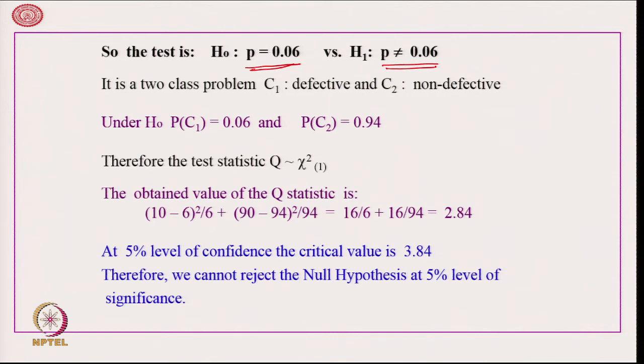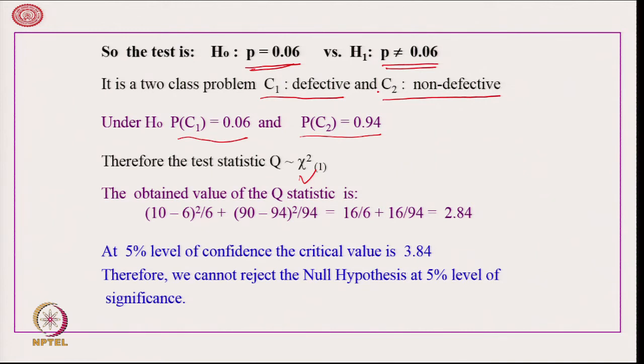Therefore, it is a two-class problem where C1 is the class of defectives and C2 is the class of non-defectives. Therefore, under H naught, the probability of class 1 is equal to 0.06 and the probability of class 2 is equal to 0.94. Therefore, the test statistic Q is chi-square with 1 degree of freedom. Why 1 degree? Because there are two classes, and we know that if there are k classes, then the chi-square will have k minus 1 degrees of freedom.